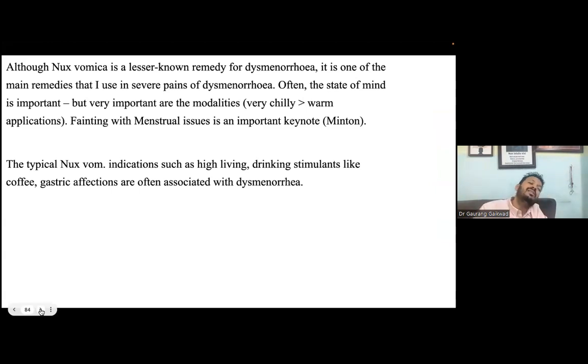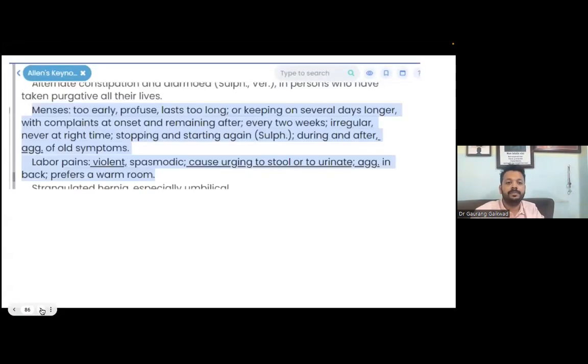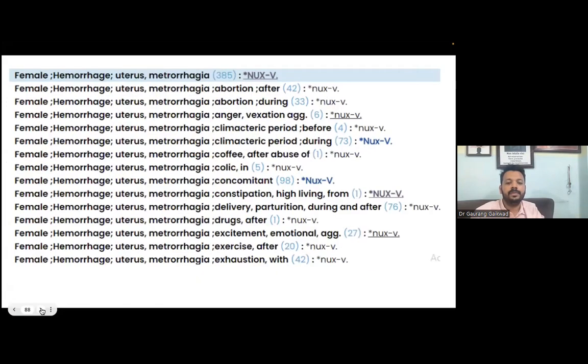Chakkar aa rahi hai. Chakkar aa rahi hai. I am feeling fainting during menses. Nux vomica. And always the patient is very chilly, wants to be covered. They constantly want to be covered like this. This is typical for nux vomica. Uncovering aggravates nux vomica. And you know the typical symptom of nux vomica, where slightest anger can cause metrorrhagia.